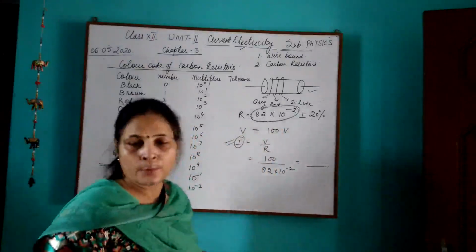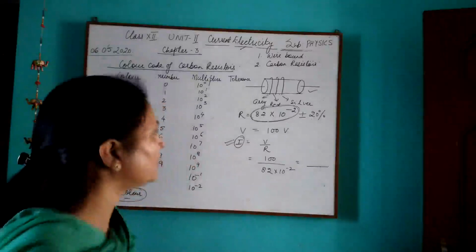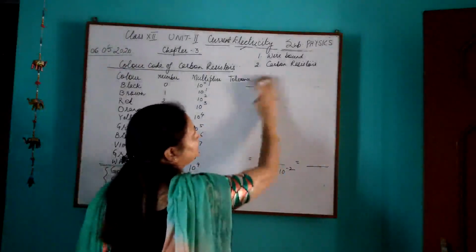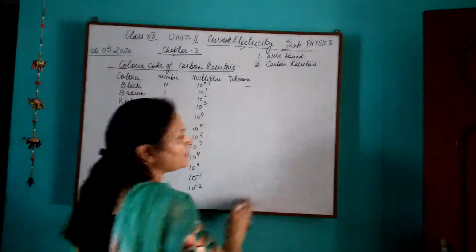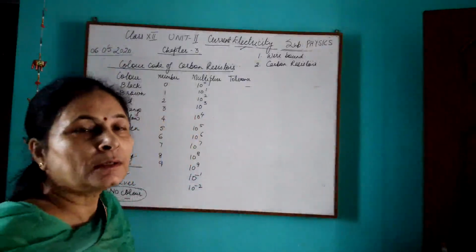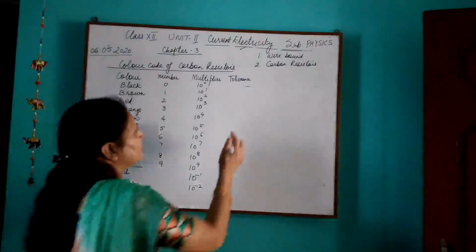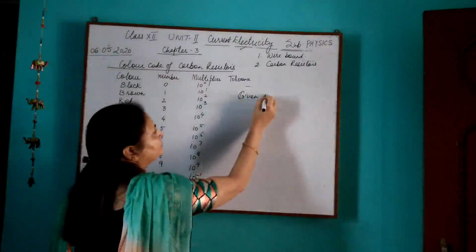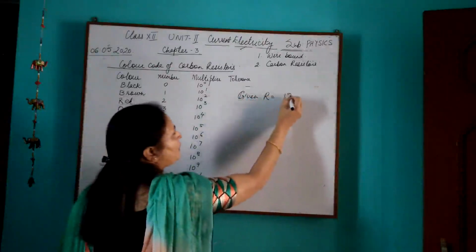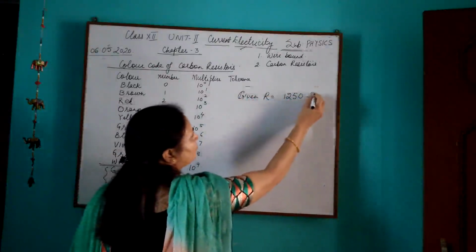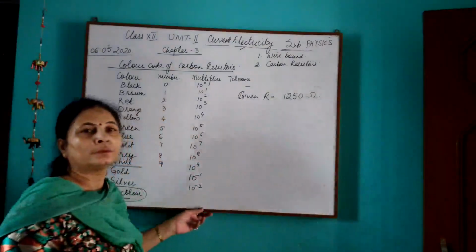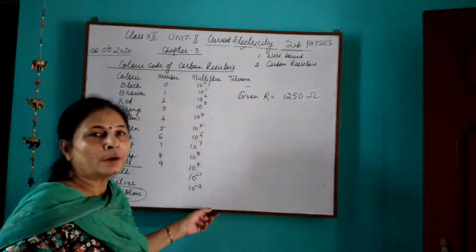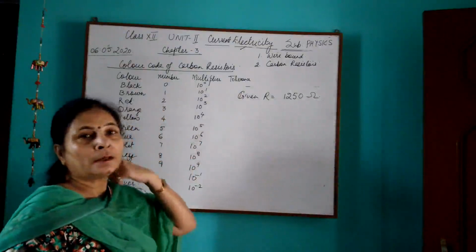The other type of question is the other way around. That is, you will be given the value of the resistor and you will be asked to find out the color code. Say this given resistor is say 1250 ohm. 1250 ohm. Then how will we do it?